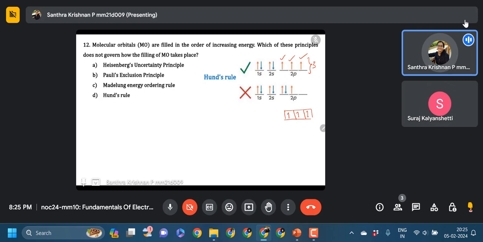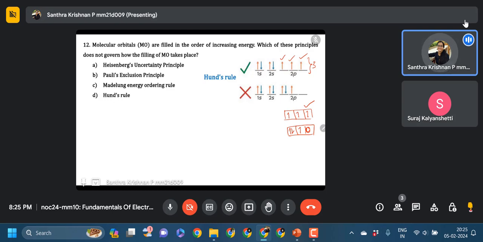We don't go by filling the first box one by one. First, we have to singly fill all the separate boxes. So this is correct. We don't go for this thing, that is, you fill one spin here, one spin here, and this one stays empty, right? That is not allowed according to the theory.